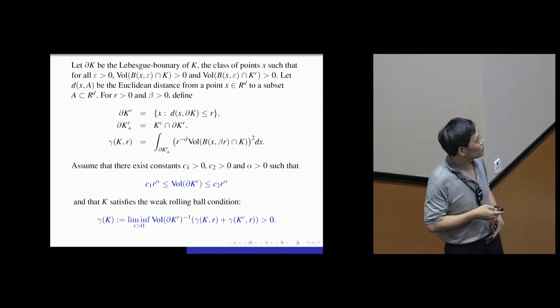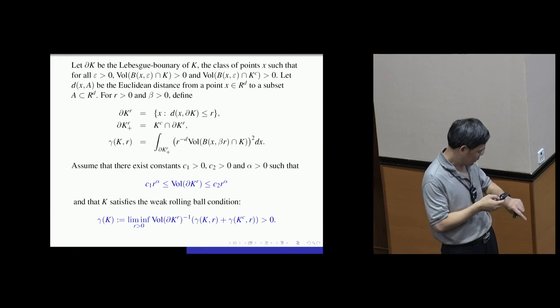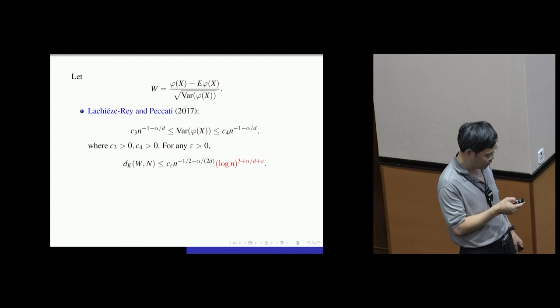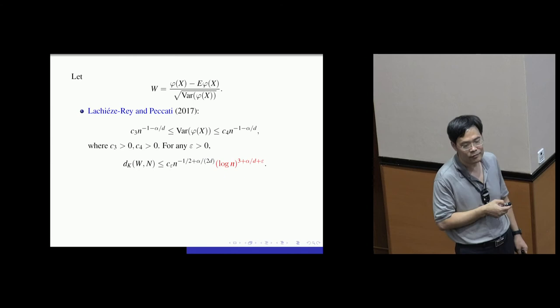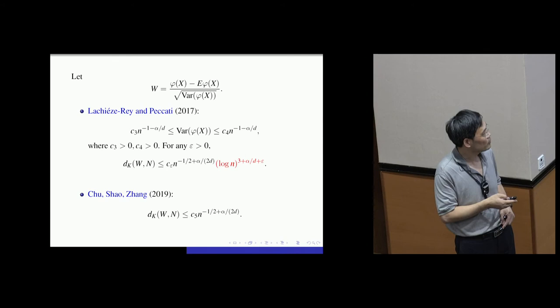There are quite a number of papers discussing the rate of convergence. Of course, the first step is to discuss the convergence, then the rate of convergence, and so on. Those are some notations, maybe you can skip that part. What I want to show you is that in their papers, when you standardize to a normal distribution, the variance of phi of x has order n to the power minus 1 minus alpha over d, and especially for the Berry-Esseen bound, they have the extra log n term. Now using our new result, we can manage to remove this log n term.